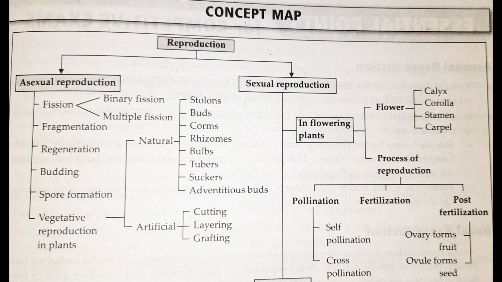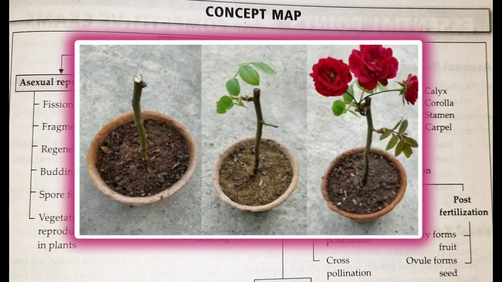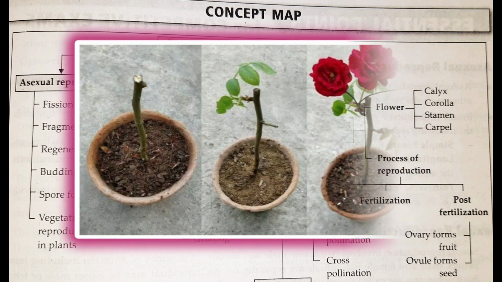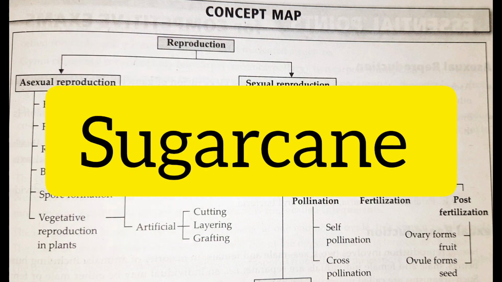Artificial methods of vegetative propagation are man-made and developed by plant growers and horticulturists for commercial production of crops. Some common artificial methods are cutting, layering, and grafting. What is cutting? The small piece of any plant organ, such as stem, root, or leaf, used for propagation is called a cutting. Stem cuttings are most commonly employed for propagation of many plants like rose, sugarcane, etc.